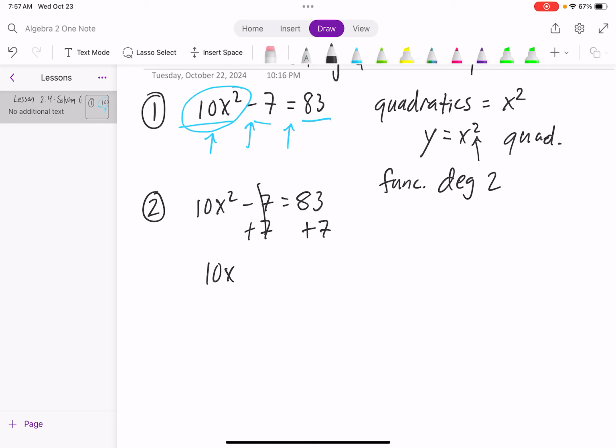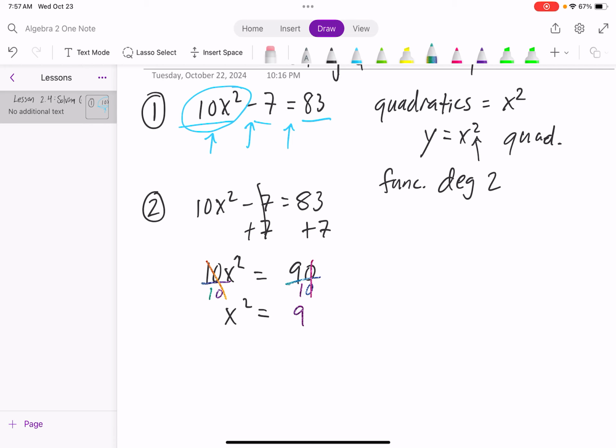We have 10x squared equals 90. Then we have x squared. If we divide by 10, we're left with 9. Right? 10's cross out.